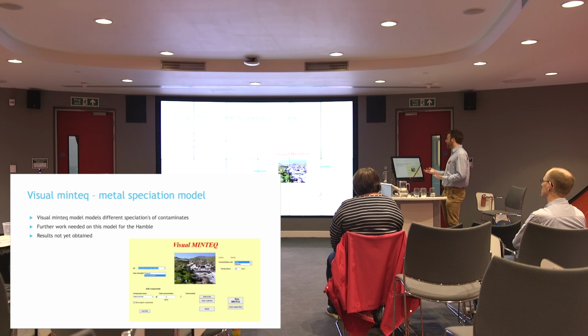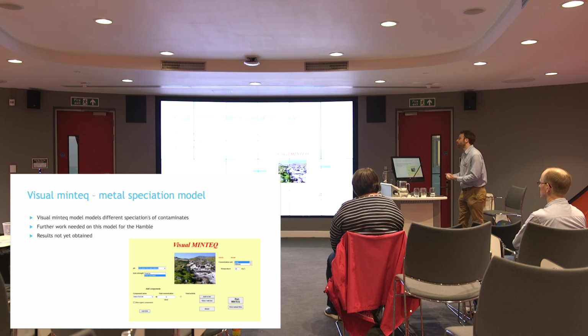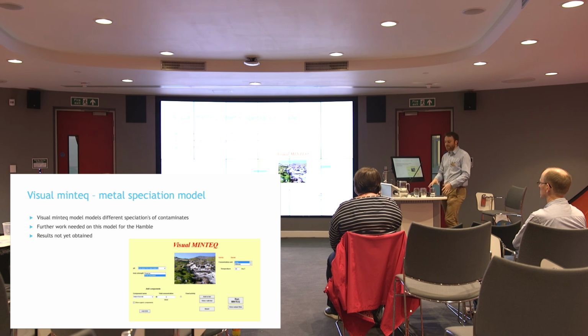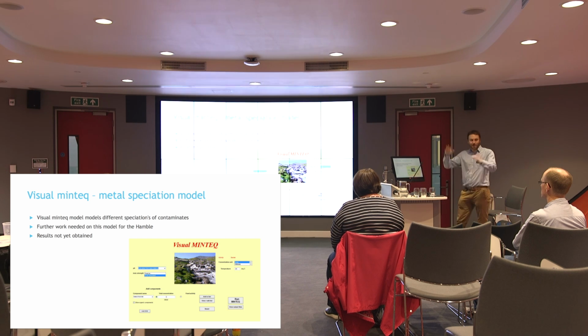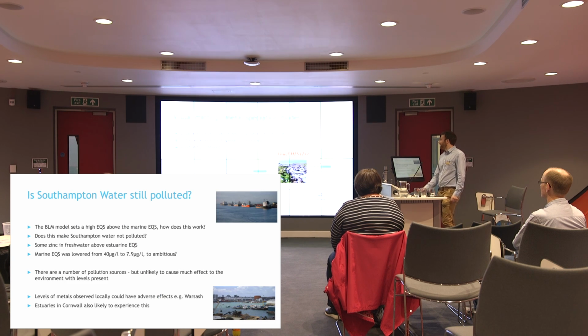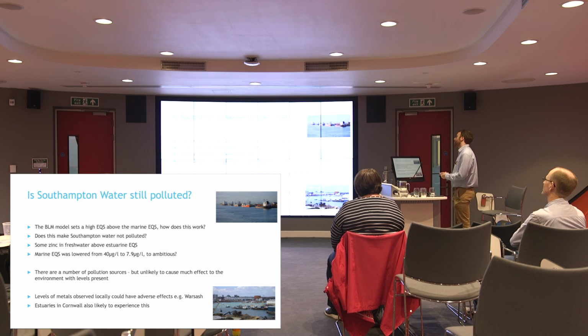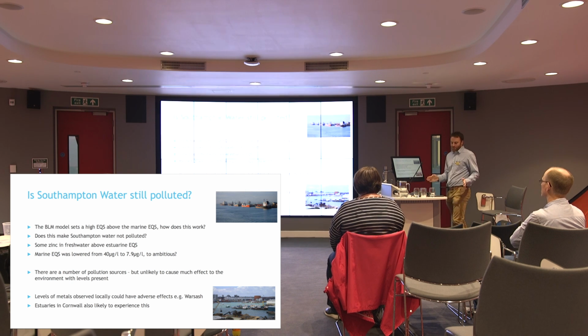The final model, which hasn't actually been used in this study, is called the visual MINTEQ model, and it's very similar to the other models, where you put in parameters again and it calculates the different speciation of metals for you. This is something that, as I said, hasn't been done yet, and it will be done. Sorry that we've got so many models in one go, I agree it's quite a few to go through. But once again, that is all the modelling out of the way now.